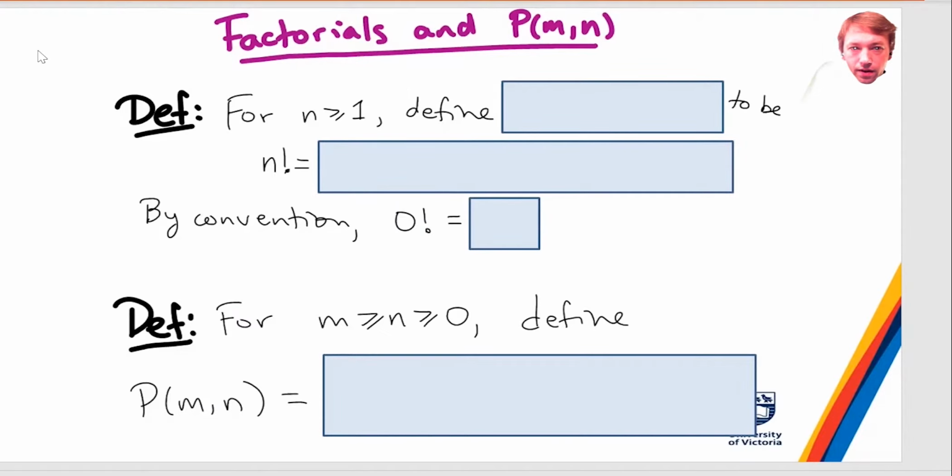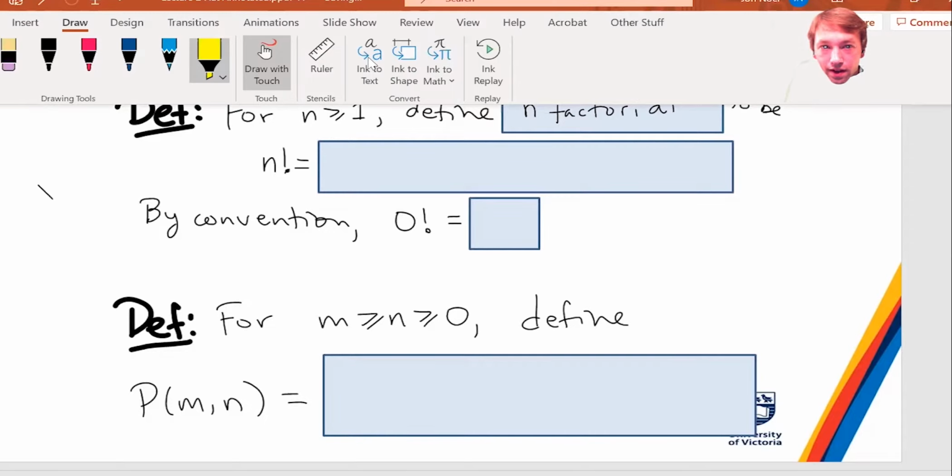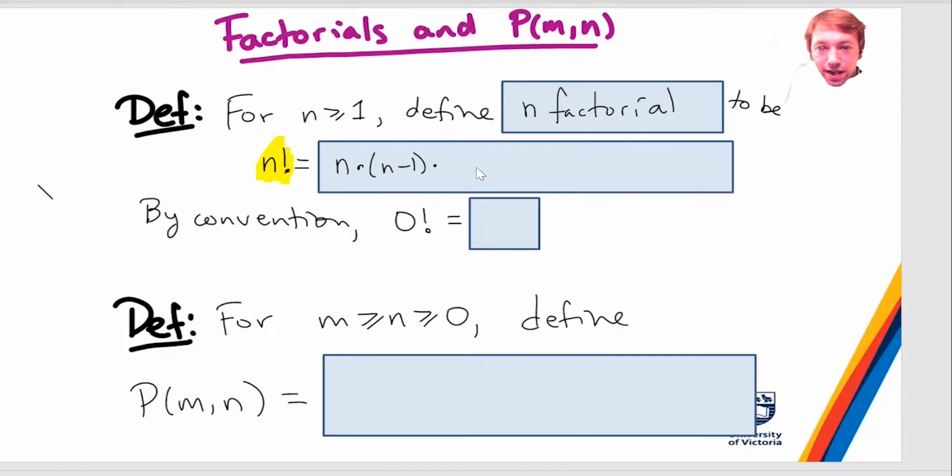So for n at least 1, define n factorial. The notation is you write n with an exclamation mark, and what this means is n times n minus 1 times n minus 2 all the way down to times 2 times 1. You just multiply all the numbers, or if you want to write it the other way, it's 1 times 2 times 3 times 4 and so on, all the way up to n.